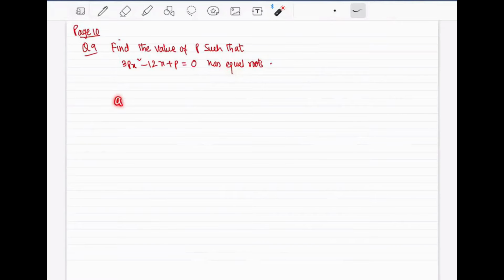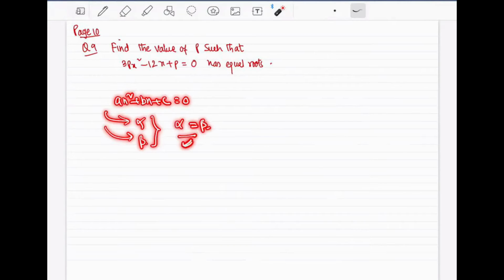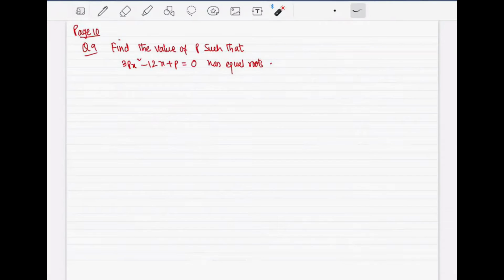So if I take an equation like this, we take the roots to be alpha and beta. According to the equation here, alpha is equal to beta. That's what the question is saying, if the roots are alpha and beta. So here, first of all, what is the equation? Here, the equation is 3px squared minus 12x plus p is equal to 0.